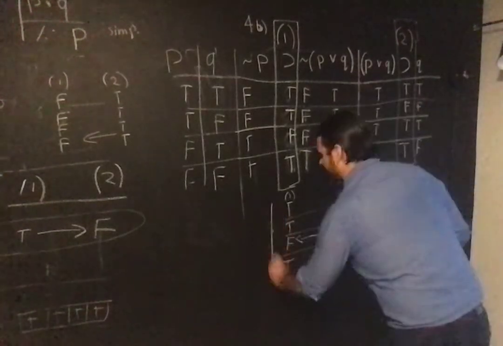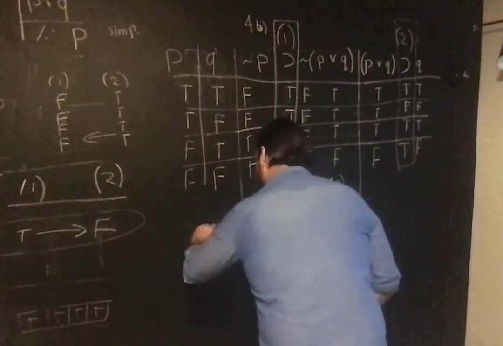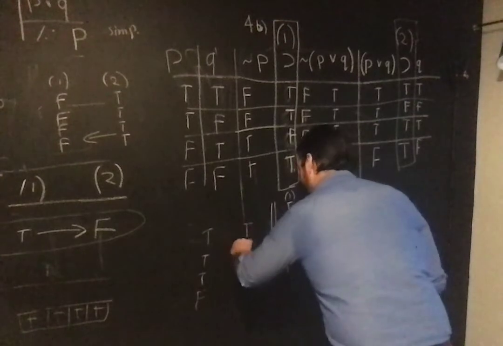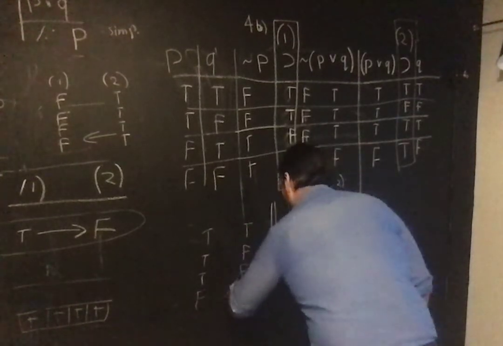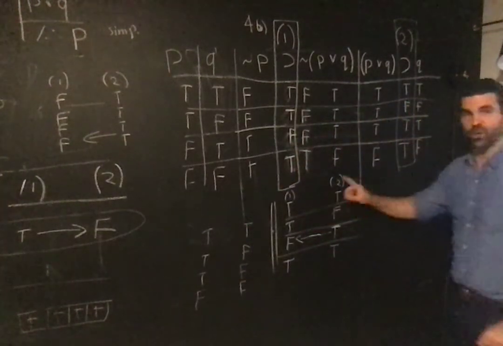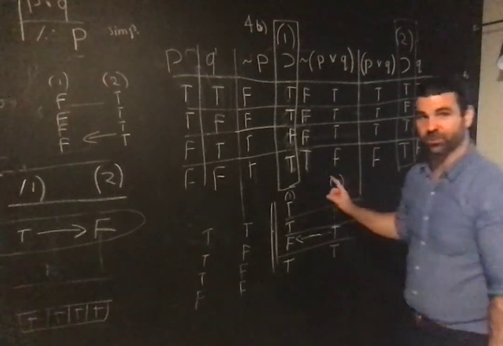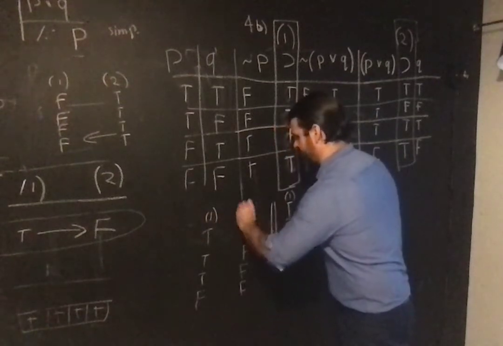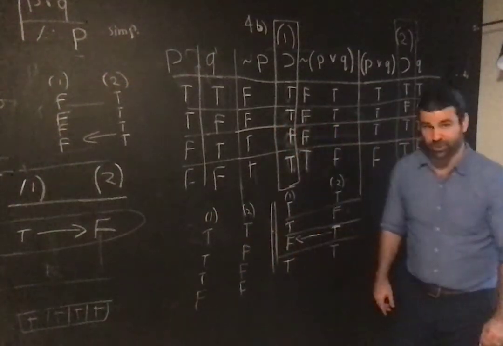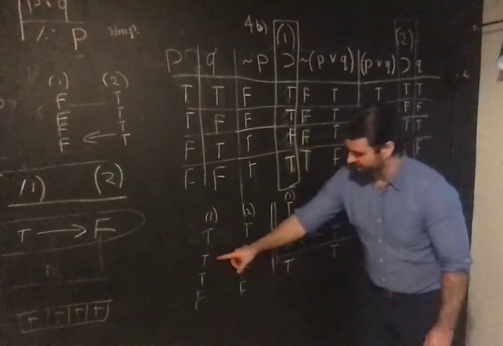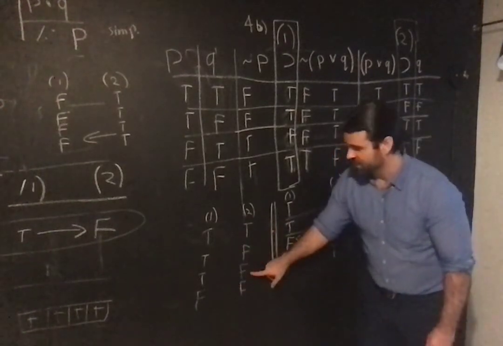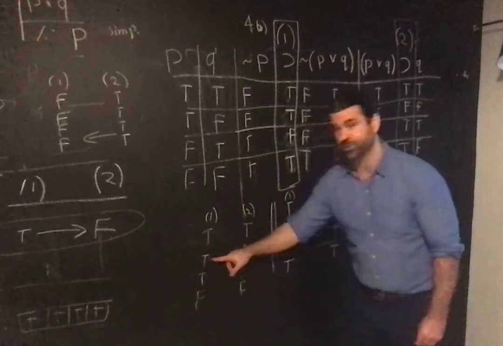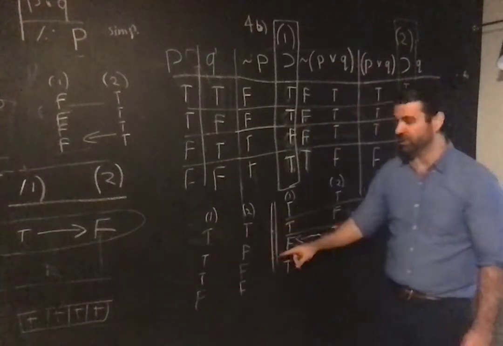Compare if we had, say, T, T, T, F, T, F, F, F. So the answer to this is neither. 1 does not logically imply 2. 2 also does not logically imply 1. What if the columns came out like this, 1 and 2? Does 1 logically imply 2? No, it does not, because here and here, row 2 and 3, there does exist a row with true going to false.